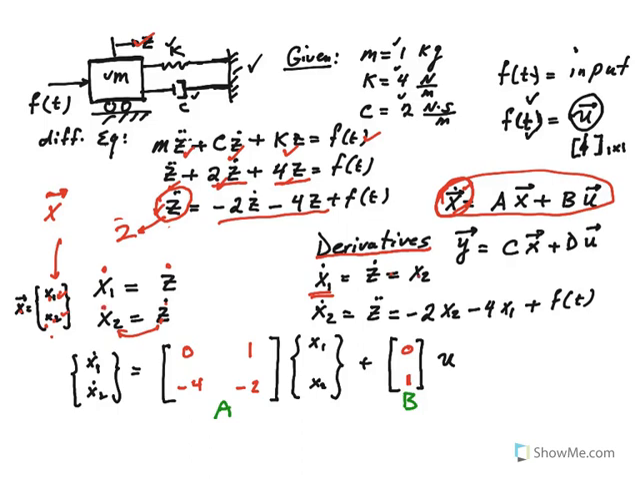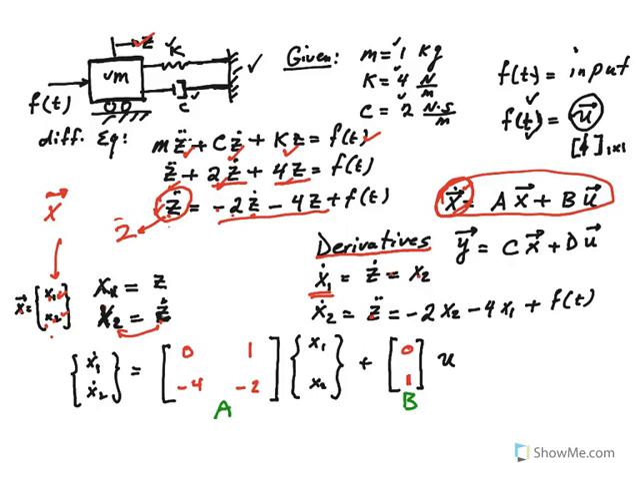Then x2 dot, if you take the derivative of this, that becomes what? z double dot. What is z double dot? z double dot is minus 2z dot. But what is z dot? I gotta remove this, guys. I have to stop doing this, otherwise I'm going to really mess myself up. So remember, x1 was z and x2 was z dot. Let's stick with that.